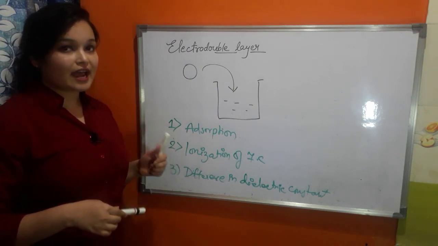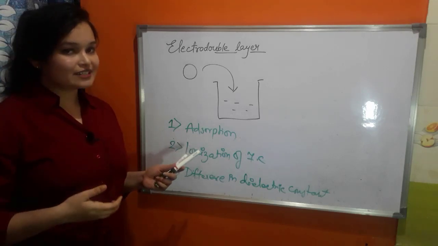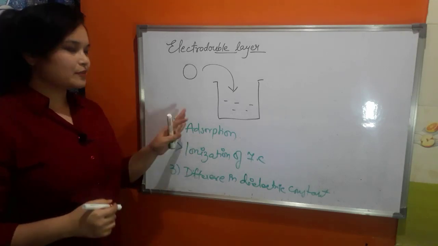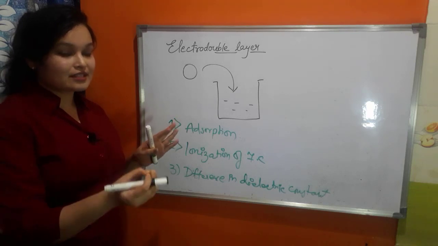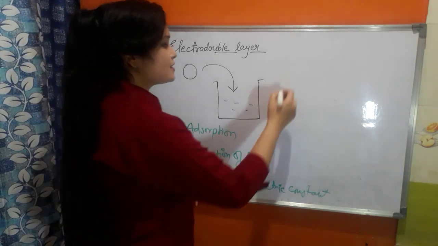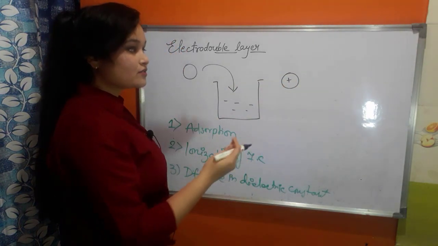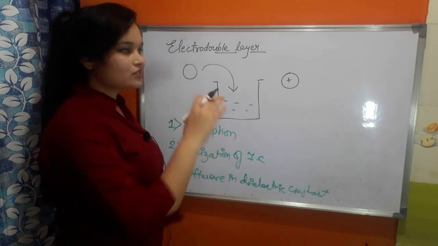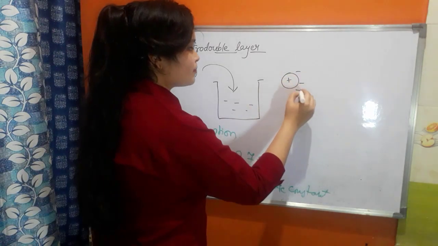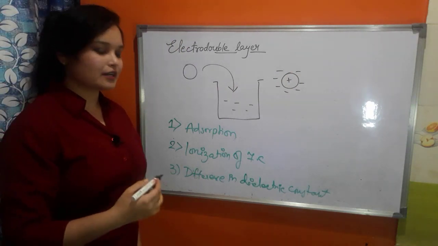Coming to the first one, adsorption. As the word already suggests, it is simple. It means the charge is just coming and sitting on the surface of the particle. Suppose this particle is inherently having positive charge, so it will attract some negative charge to sit on the surface of it. This is called adsorption of charge on particle.